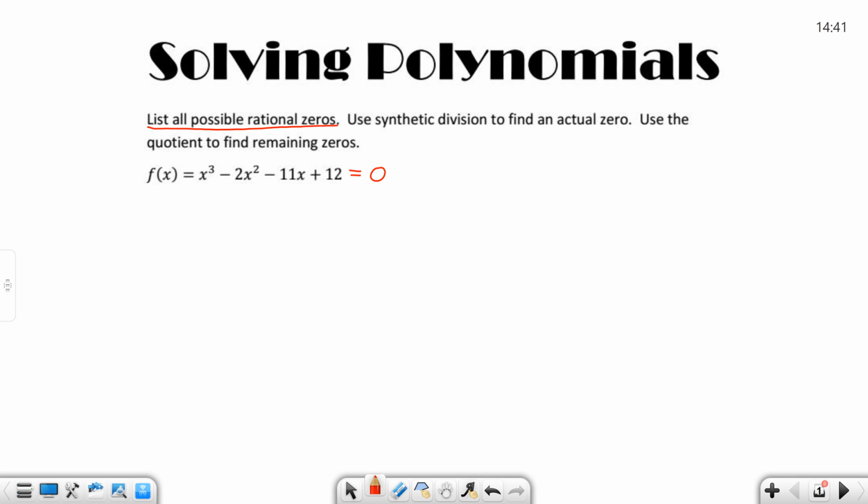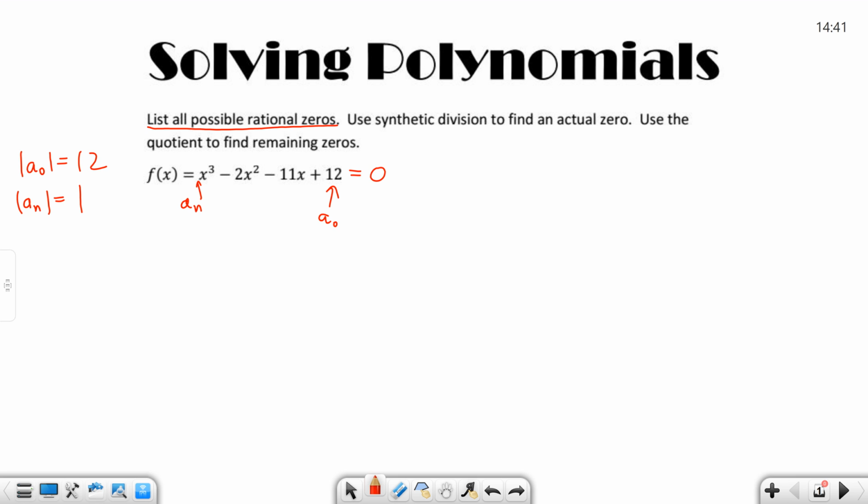I'm going to do this part in red here. List all possible rational zeros. Remember, my a sub n is the coefficient of the biggest power, and my a sub 0 is the constant term. I find the absolute value of a sub 0 and a sub n, because I put the plus or minus in my possible rational zero list. So a sub 0 is 12, and a sub n is 1, understood there. They're both positive, but I'm still disregarding the sign. That's why I put the absolute value.